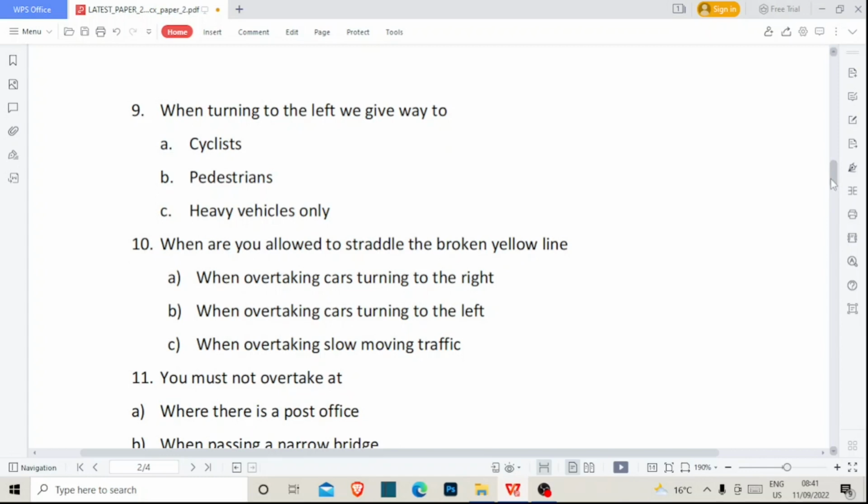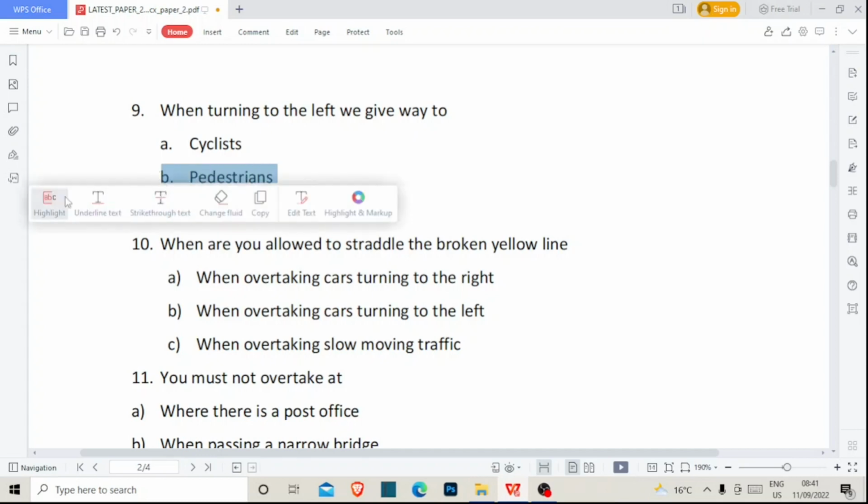When turning to the left, you give way to, is it cyclists, pedestrians, or heavy vehicles only? So when you're turning to the left, you give way to pedestrians. So the correct answer is B.